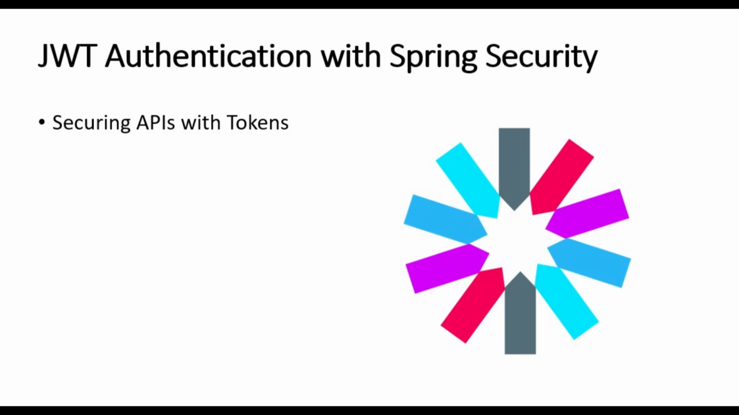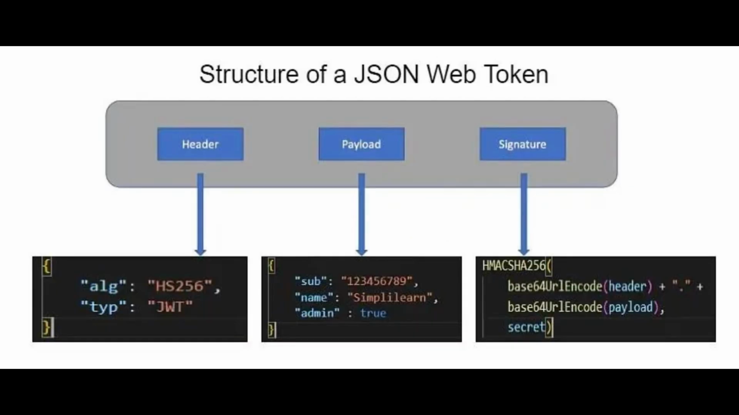Think of a JWT as a digital ID card. It contains information about the user, like their ID, roles, and other details. This ID card is cryptographically signed, so it can't be tampered with. A JWT has three parts: the header, the payload, and the signature.